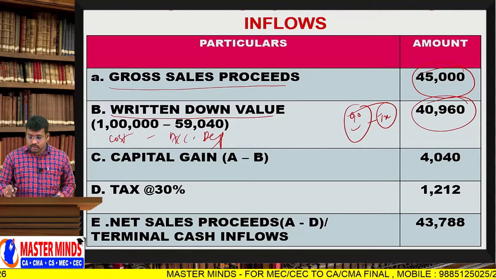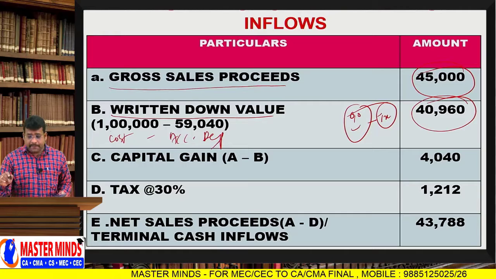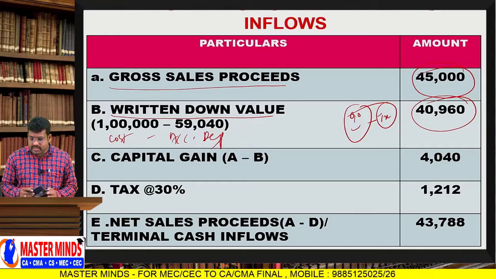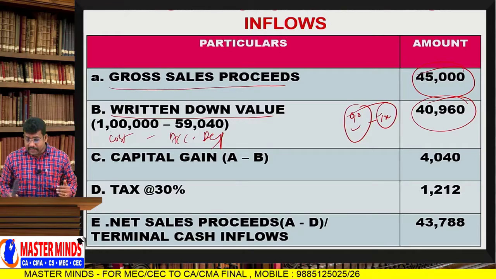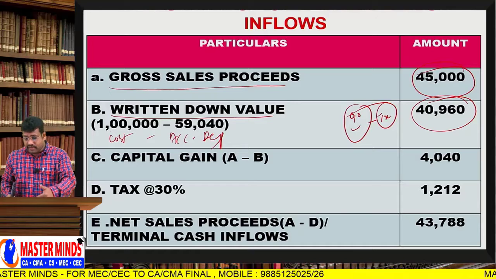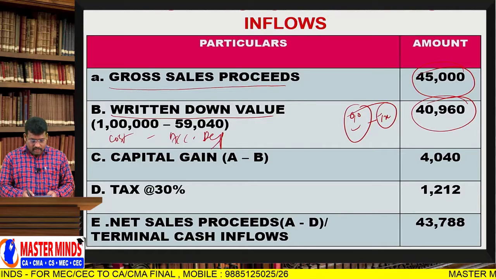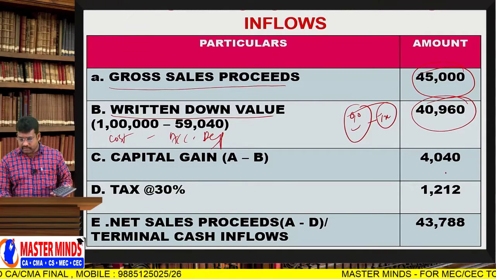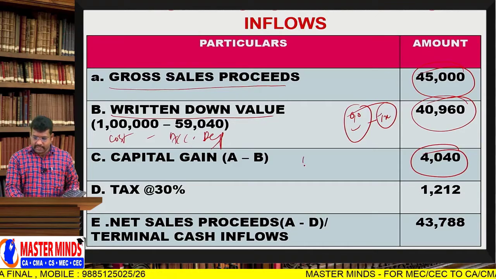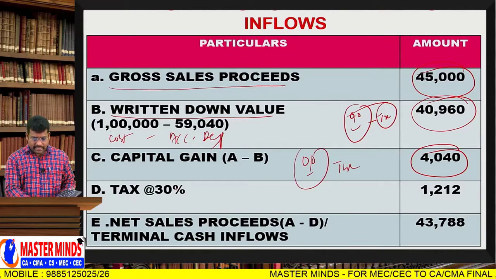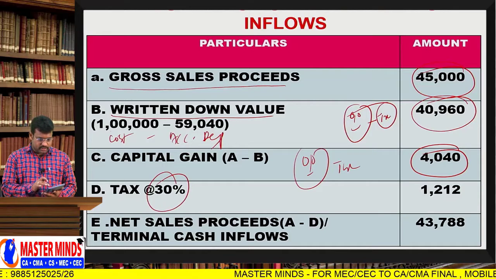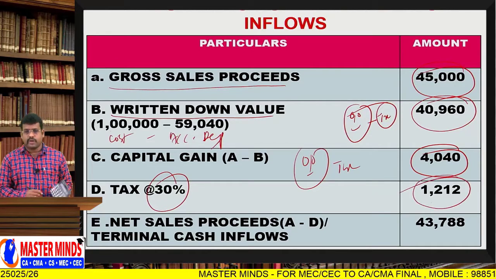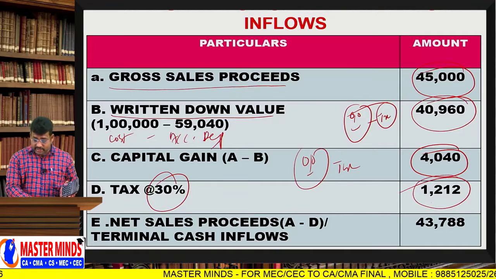What do you mean by this? On the day at which you are scrapping the asset for 45,000, whose asset value is just 40,960, you got the capital gain. How much? 45,000 minus 40,960. So you got the gain of 4,040. Then you have to pay tax, man. You have to pay tax at 30%. So 4,040 into 30%, you will have 1,212. That is the tax.